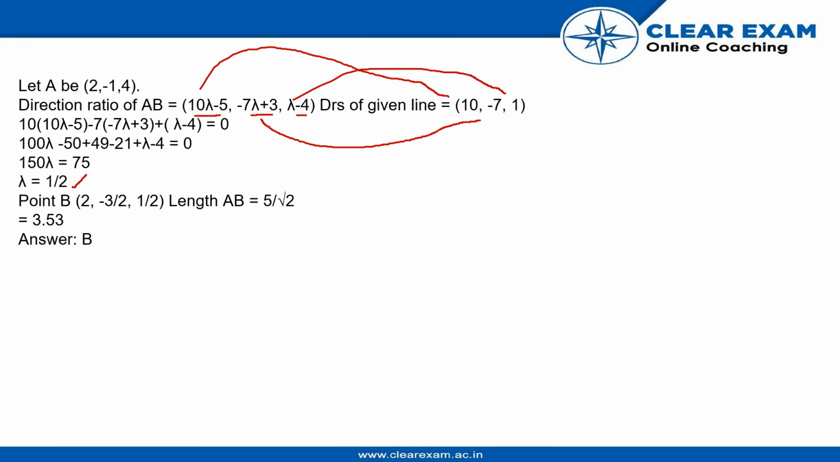So our point B is (2, -3/2, 1/2), and the length of AB is 5 divided by root 2. So our answer B, or option 2, is the correct answer.